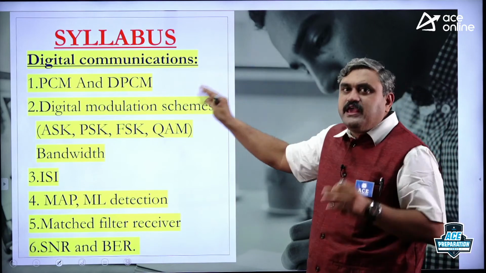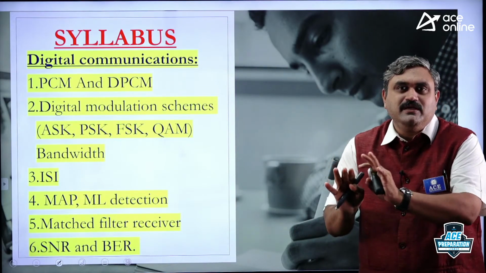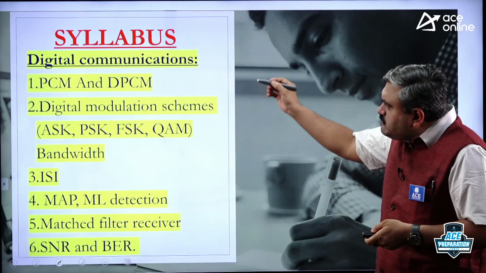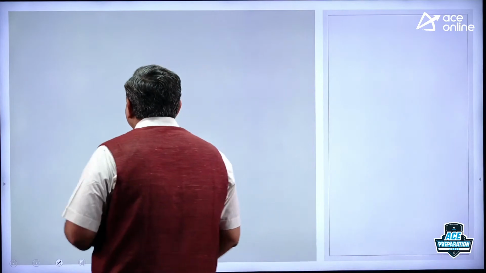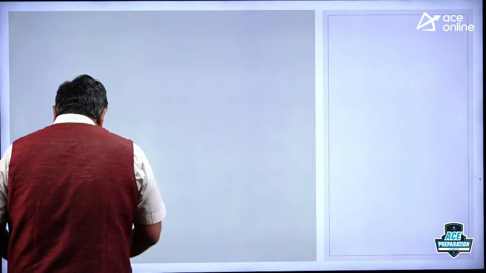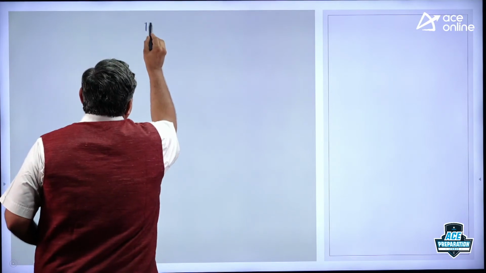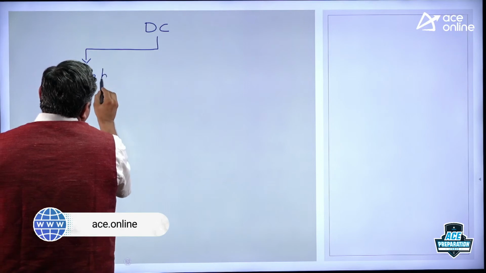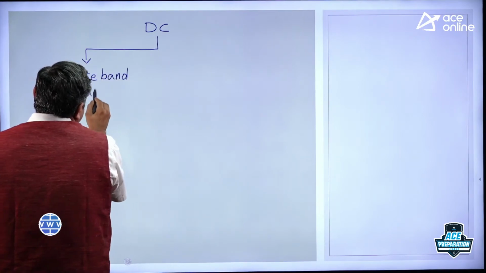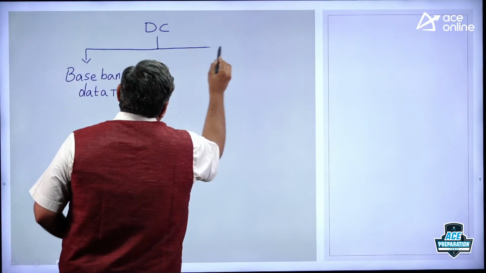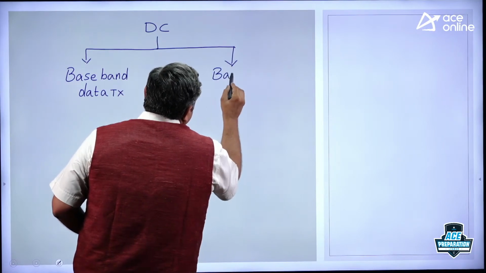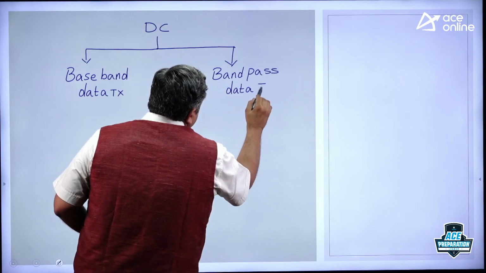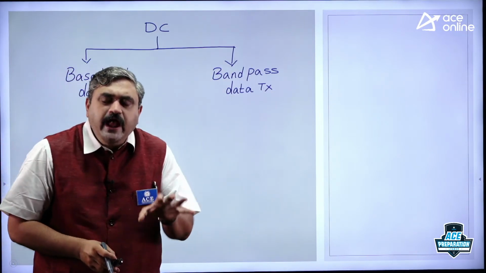So then digital communication came into the picture. What you are doing now is one subject in your engineering branch, in every engineering college, no doubt about that. Now, what are the different topics involved here? Your digital communications is mainly divided into two parts: one is called baseband data transmission, and another one is called band pass data transmission.